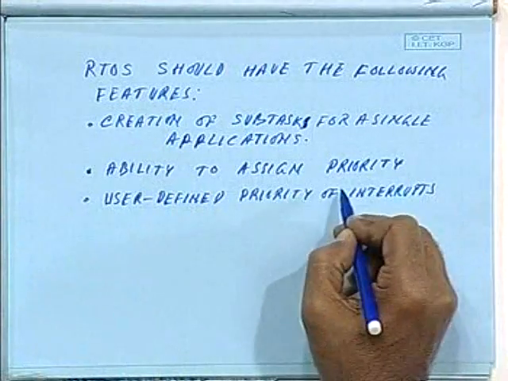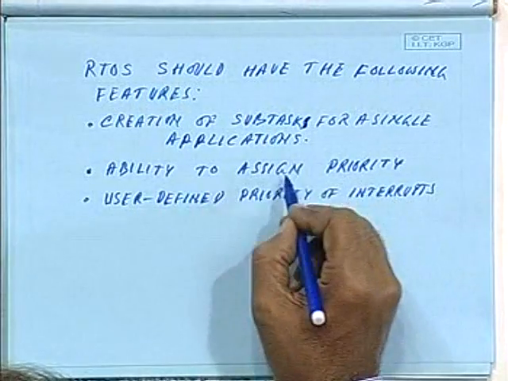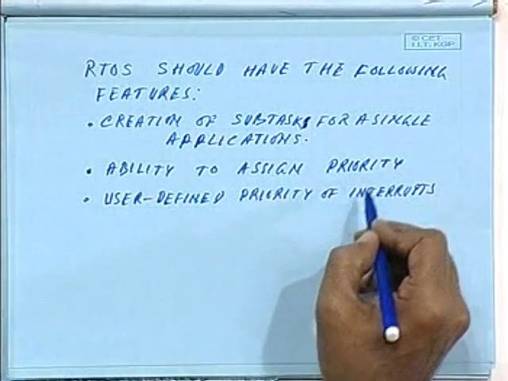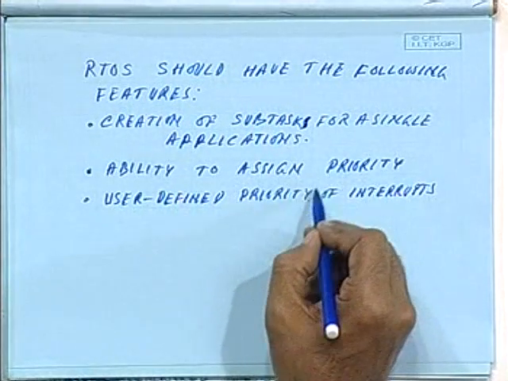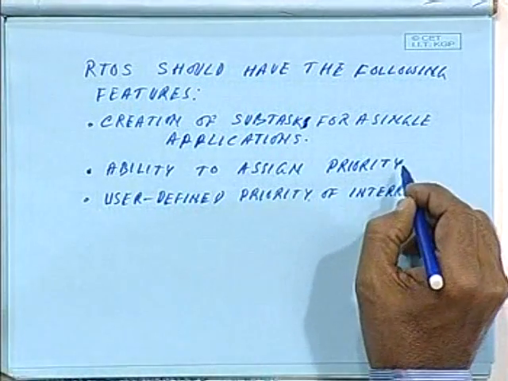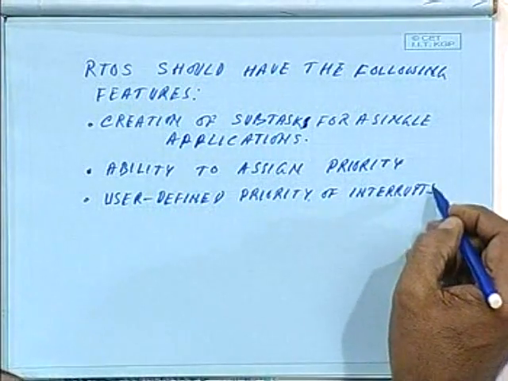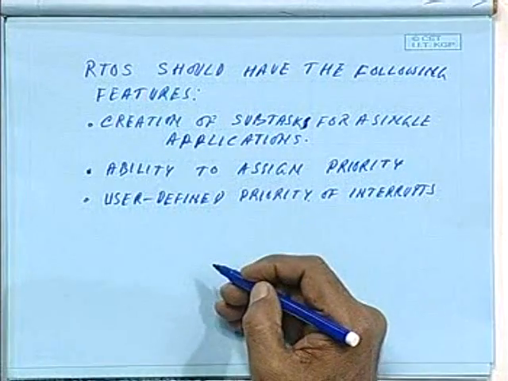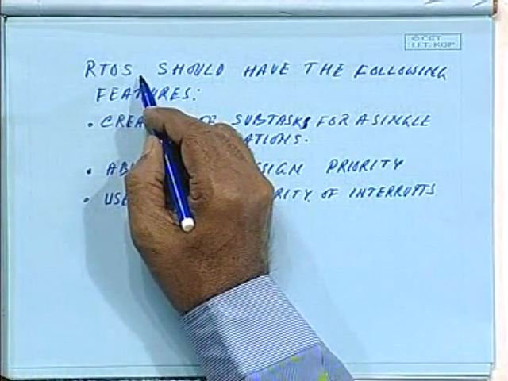As you will see, the interrupt will play a major role, and in this case the priority of interrupts has to be user defined, and all the tasks will have different priority that will be implemented with the help of interrupts. So you'll be assigning priority with the help of interrupts, and interrupts will have different priority levels that you should be able to set with the help of this real-time operating system.